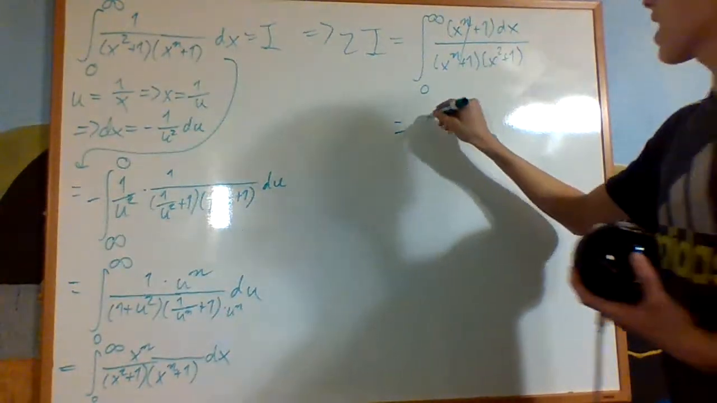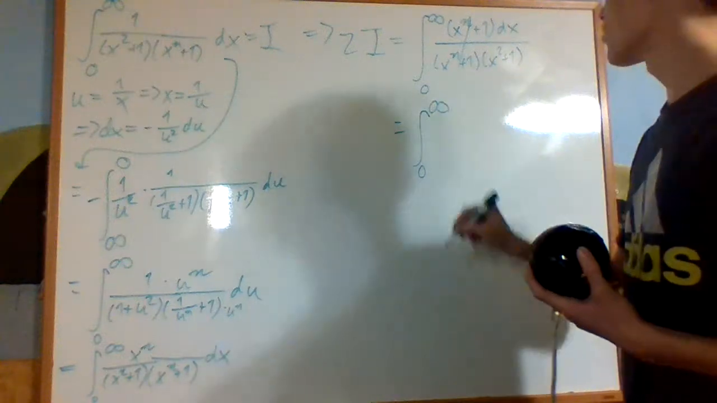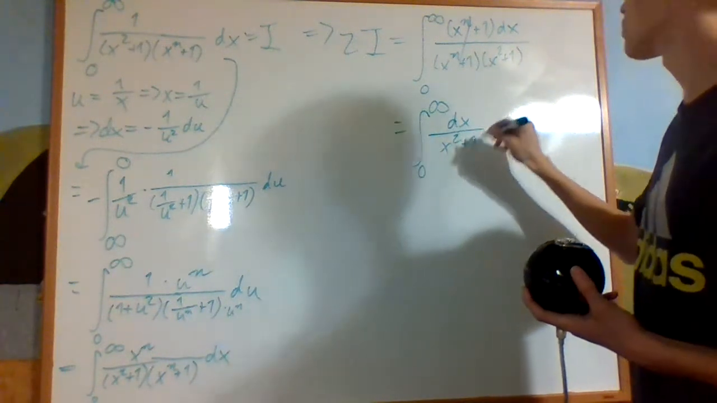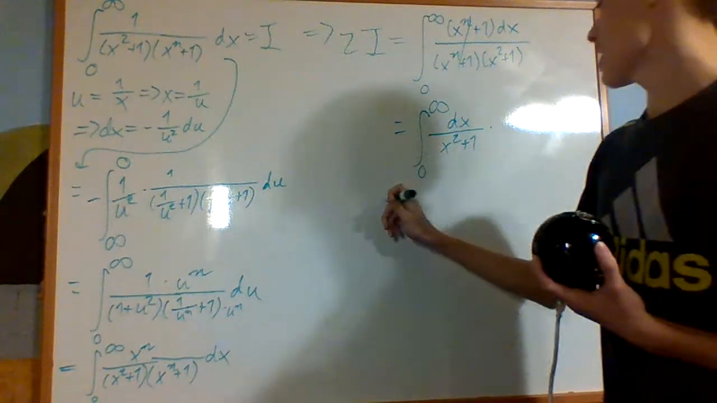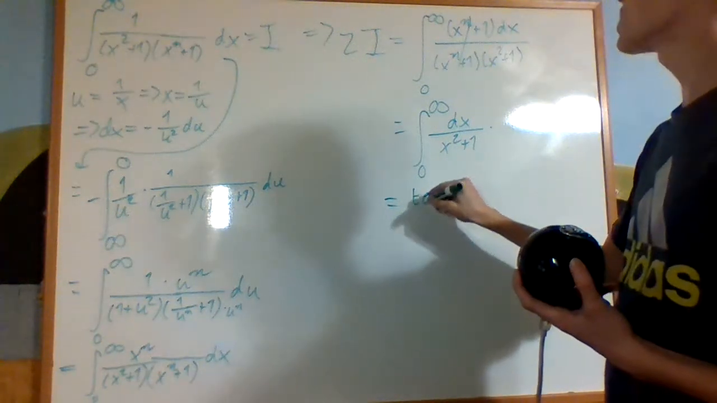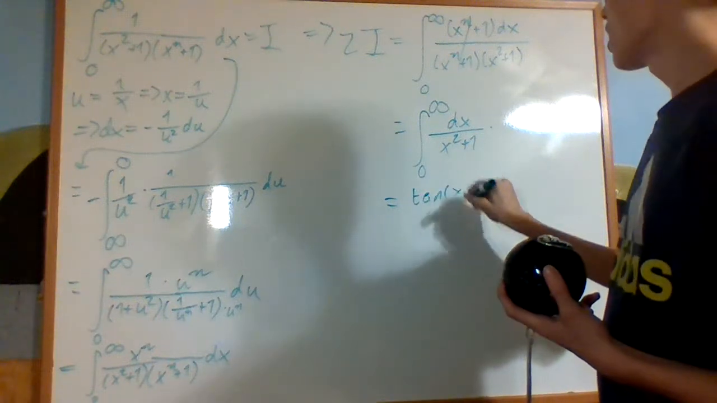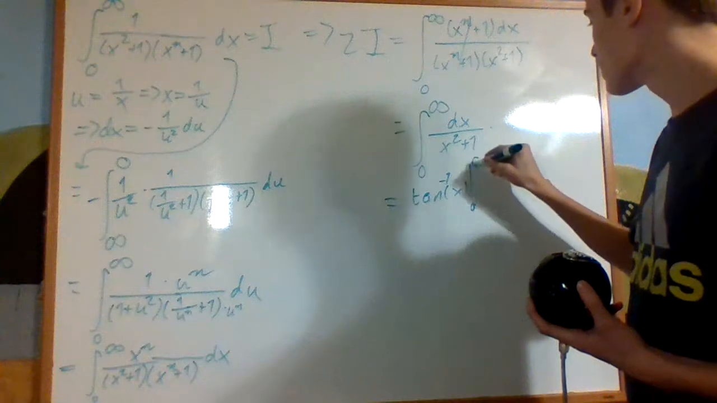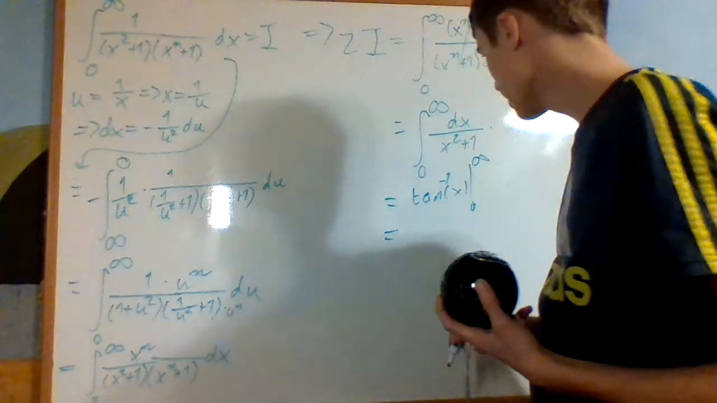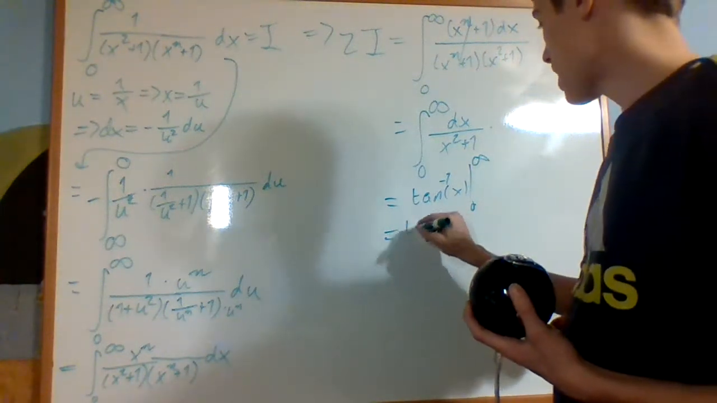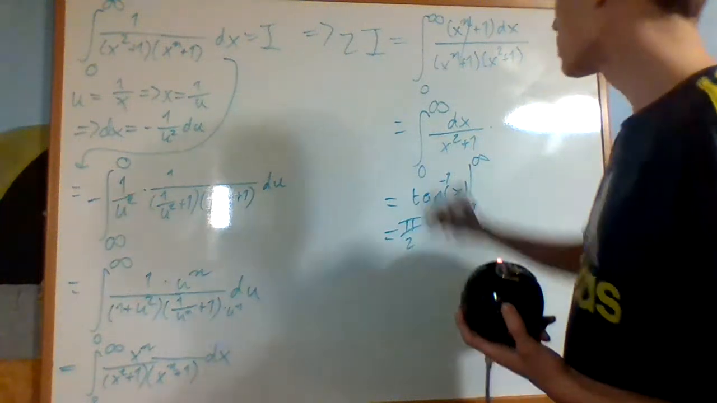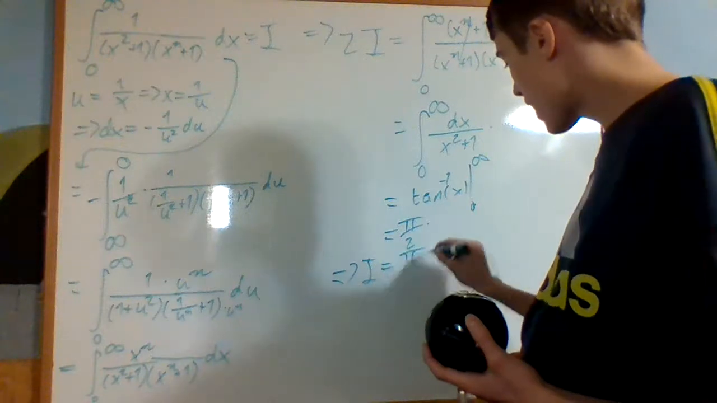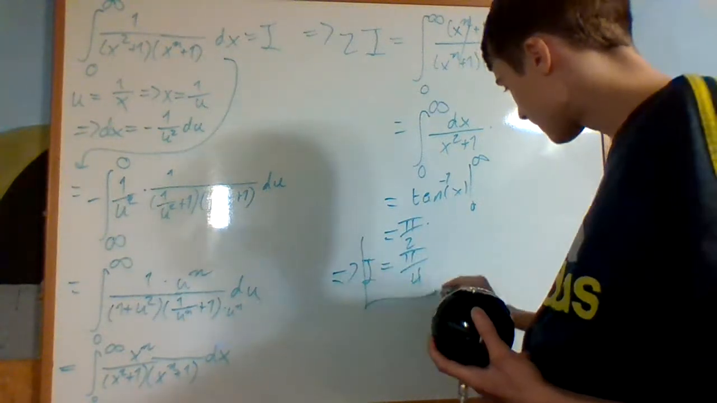Those cancel each other out. I get the integral from 0 to infinity of dx over x squared plus 1. And that is simply going to be tangent inverse of x evaluated from 0 to infinity, which is actually going to be pi over 2. We have a 2 out there, implying that I is equal to pi over 4.